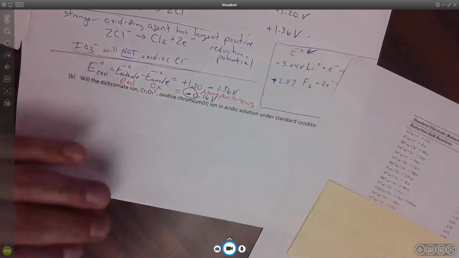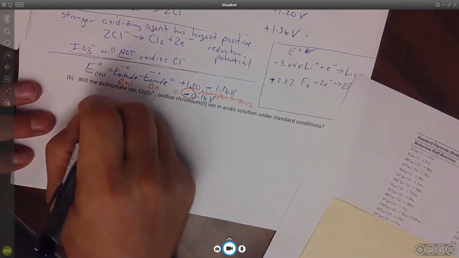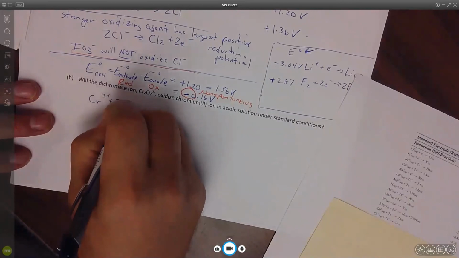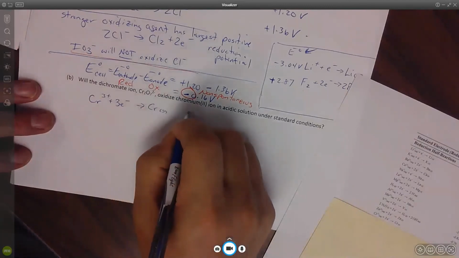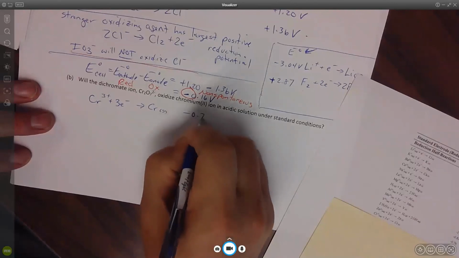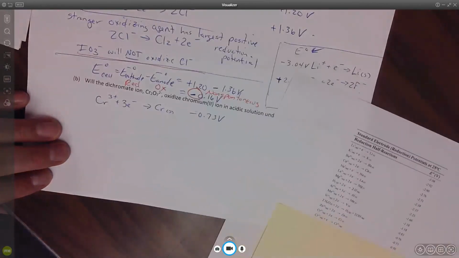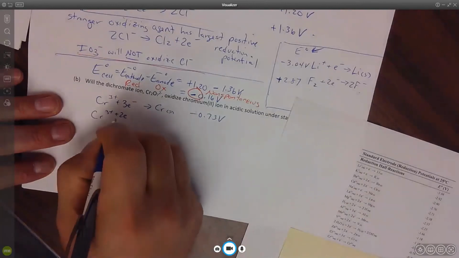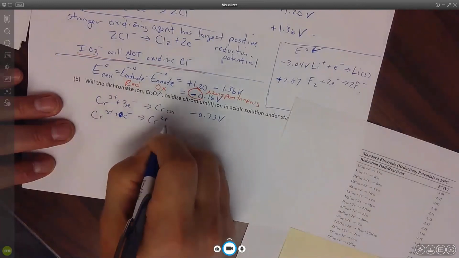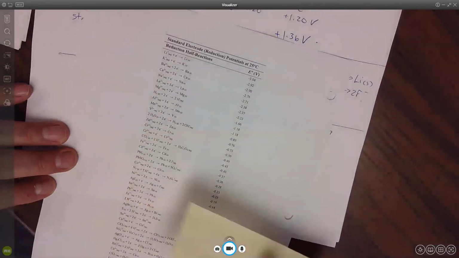So let me write that down real quick. So we have Cr3 plus 3 electrons going to Cr solid with a reduction potential of negative 0.73 volts. Okay, so that was that one. But let's keep going. Oh, wait a minute. There's another one. That's chromium-3 plus, no, plus 1 electron going to chromium-2 plus. And that has a negative 0.50 volts. Okay, let's keep going.